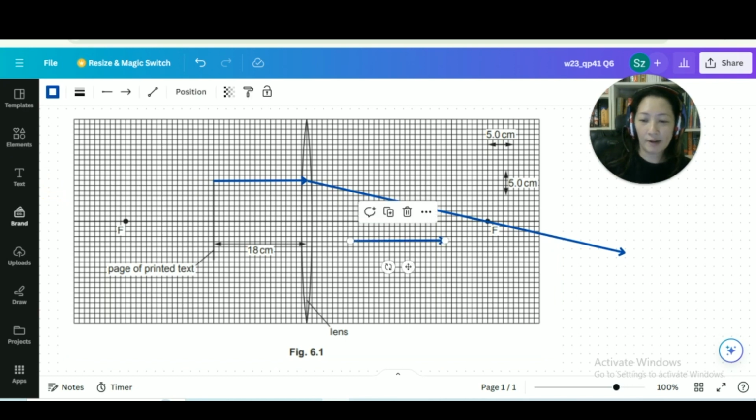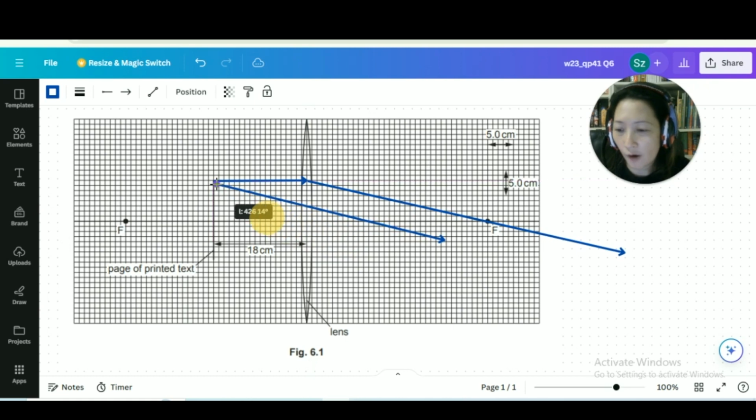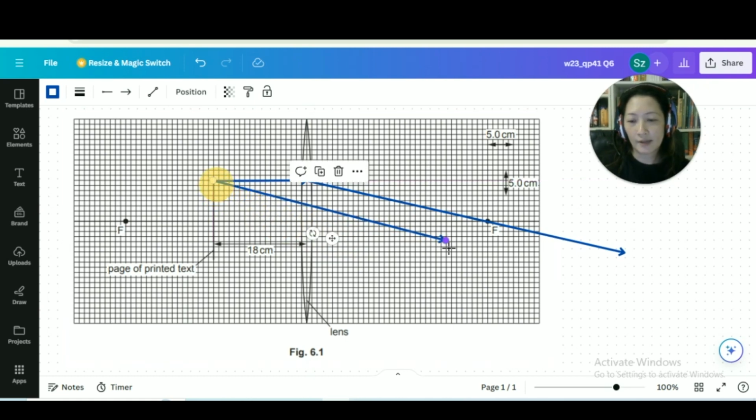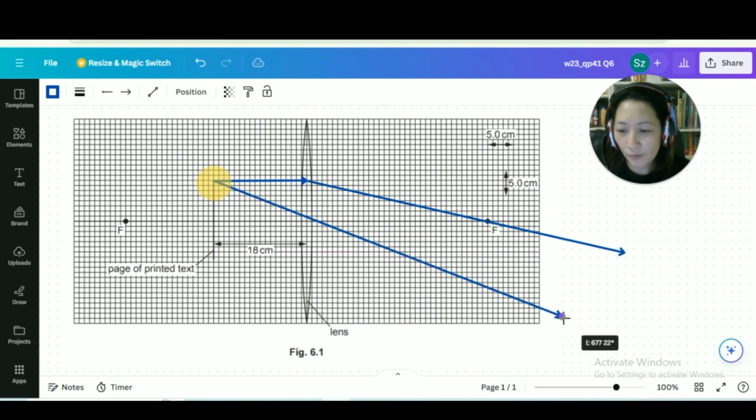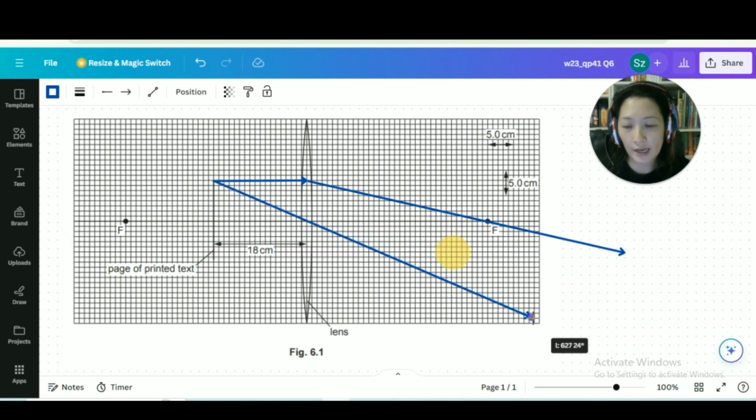The second light ray that we're going to draw should emerge from the same point as the first light ray, but this one is going to travel through the optical center of the lens. Any light ray that travels through the optical center will continue to travel in a straight path to the other side of the lens.